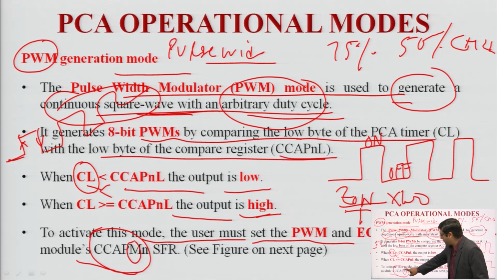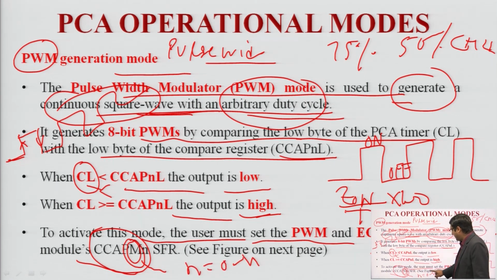M represents the particular mode of operation. It may be a PWM mode, it may be a high speed output toggle mode, and M may work on the PWM mode. And small n varies from 0 to 4. So, there are 5 modes of operation in our PCA timer.